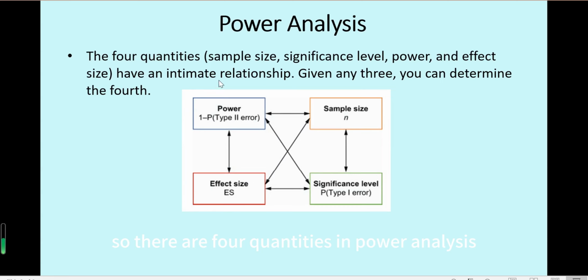There are 4 quantities in power analysis: sample size, significance level, usually 0.05, the power, usually 0.8 or 0.9, and effect size. If we know 3 of these 4, then we can find the other one. This figure shows the relationship between these 4 quantities. The power is 1 minus type 2 error, and significance level is type 1 error.